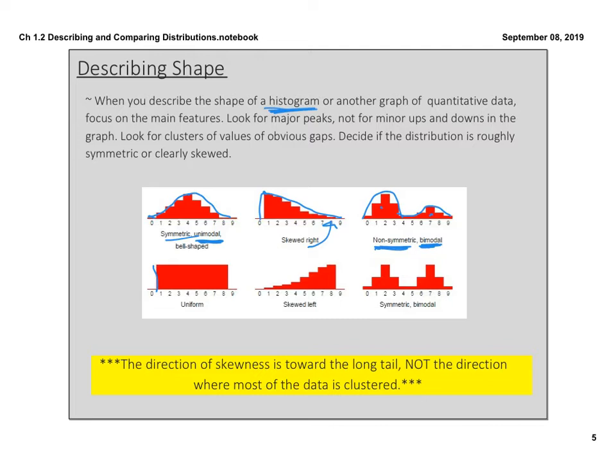A uniform distribution looks like a rectangle. It's uniform because it's the same all the way across. Skewed to the left, we just talked about. Again, the skew follows the tail. And then this one is symmetric, but bimodal. You have two peaks here, which is what makes it bimodal, and those peaks are roughly the same height. So since they're roughly the same height, we can call it symmetric. That's what makes these two things different. The peaks are different height here, the peaks are the same height there.